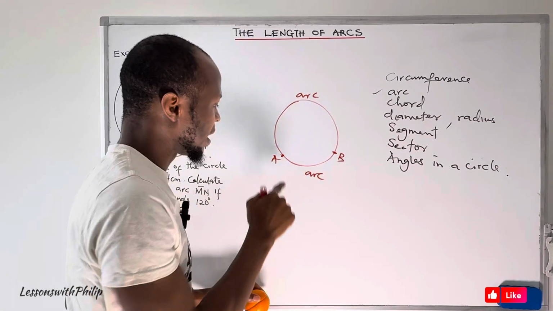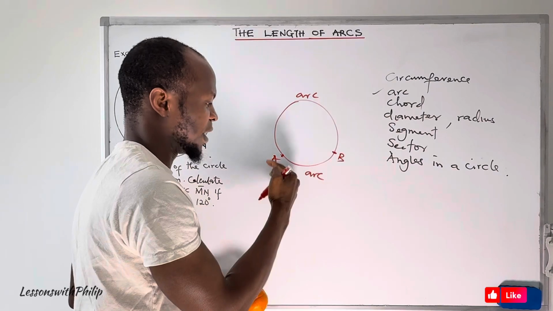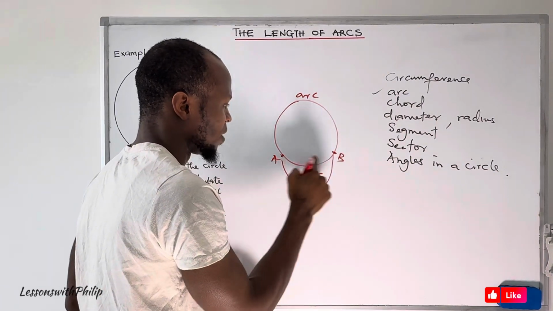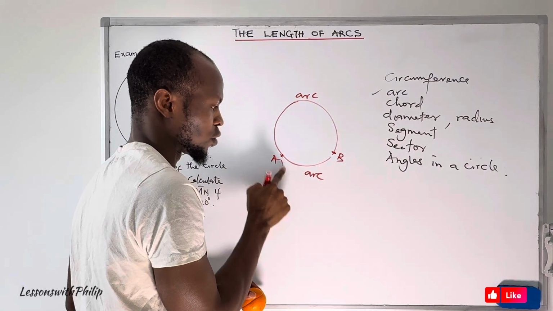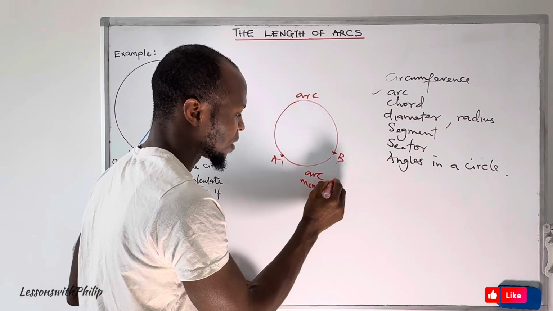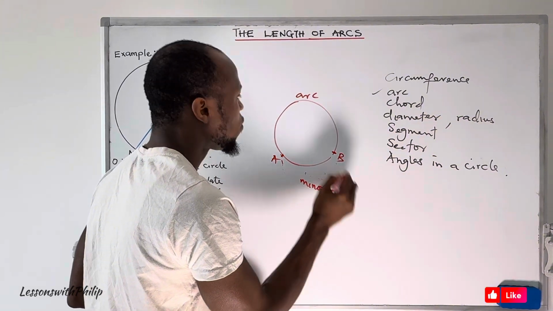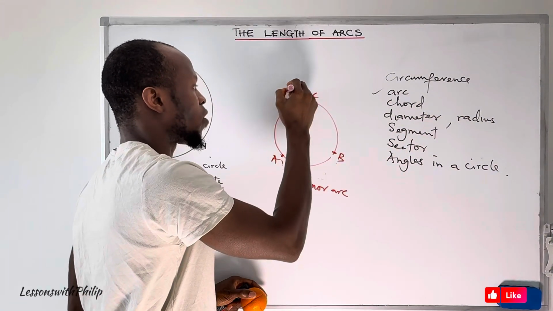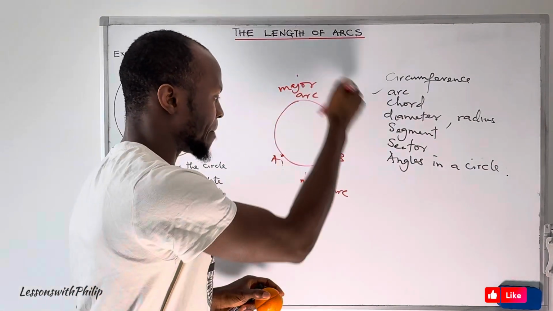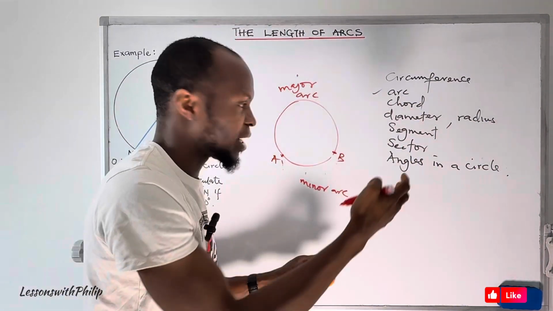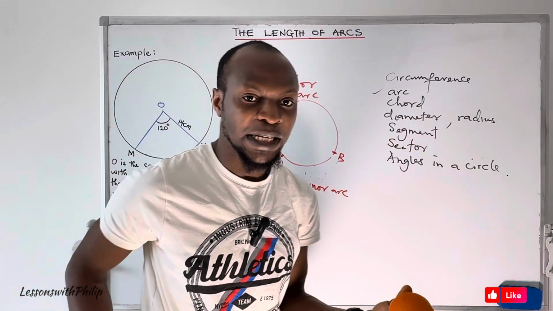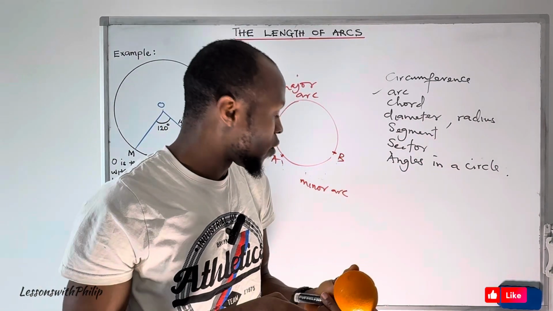But if you check, there's a longer one, there's a shorter one. So this one from this place to this place, which is so short, is smaller. It is called a minor arc. While the one that is longer is called a major arc. Okay, the longer arc is known as the major arc, while the minor one is known as a minor arc.